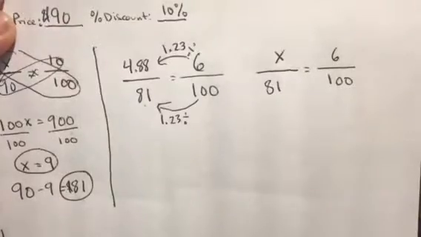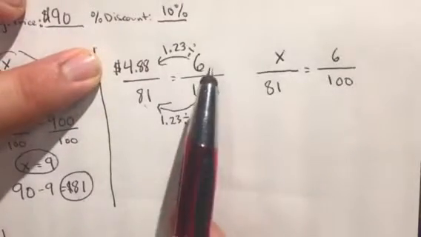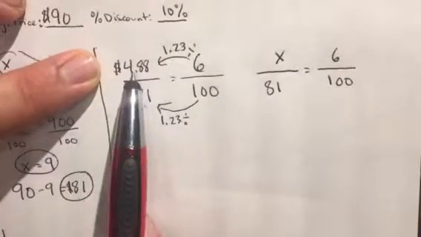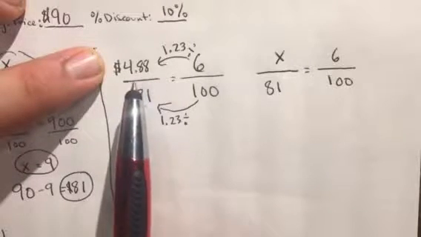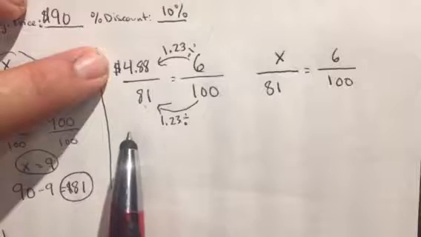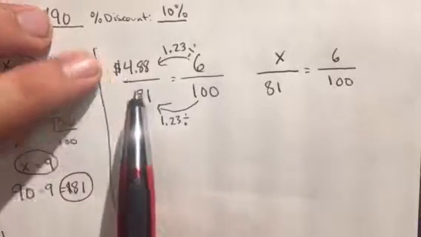So what does that represent? This represents the additional sales tax I have to pay. 6% of $81 is $4.88. So is that how much I have to pay? No, I have to pay the $81 plus the sales tax.